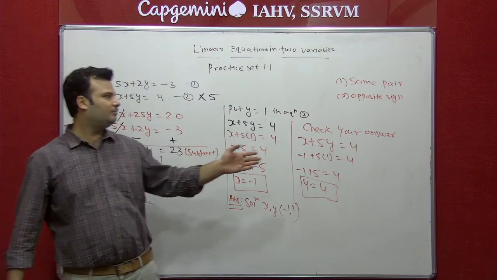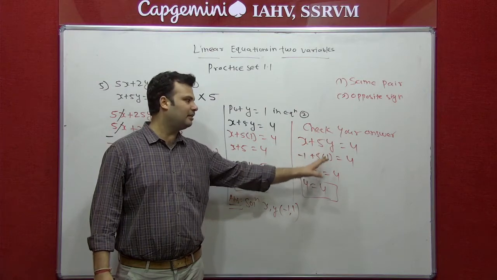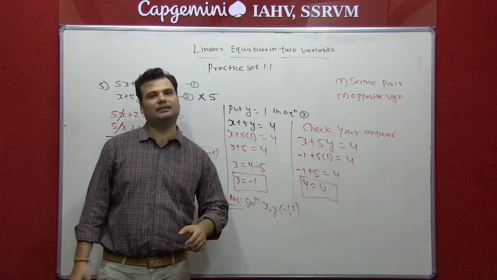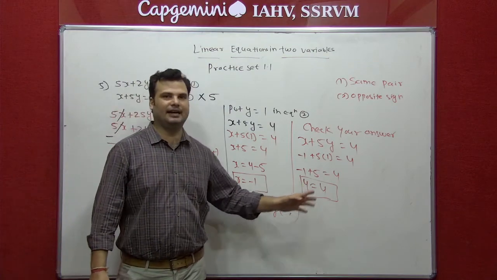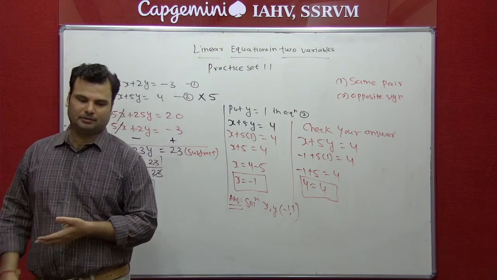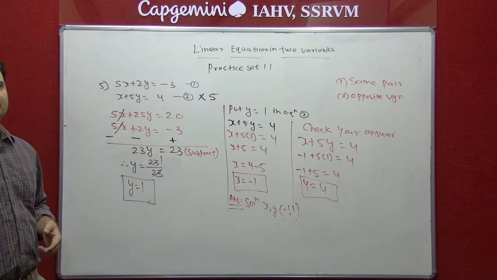And if you want to check, only for your understanding, you do not have to write this last part in the exam. For your understanding, you can check whether your answer is correct or not, and at that time we understand that the answer is correct. So this way we can solve sum number 5. If you want to take a screenshot, you can take, then we can proceed to the next sum.